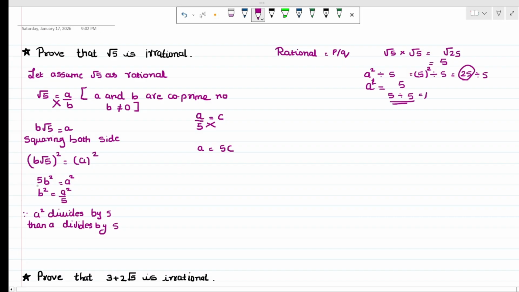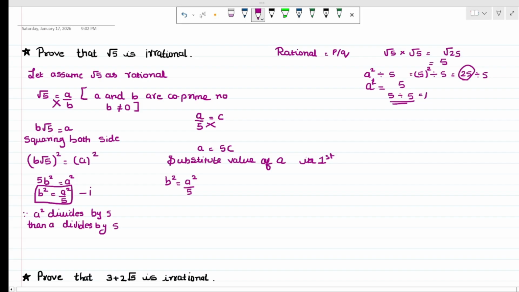This is my first equation. Keep this in a box and keep it aside. Now I got my a value equal to 5c. What will I do? I will substitute a equal to 5c, the value of a, in the first equation. So my first equation is b square is equal to a square by 5.